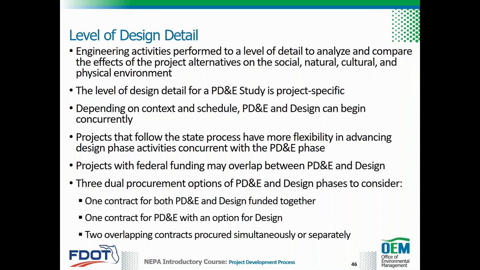There are three options for dual procurement of PD&E and design phases that the district may consider. These options are: 1, one contract for both PD&E and design funded together; 2, one contract for PD&E with an option for design; and 3, two overlapping contracts procured simultaneously or separately. For more information on permissible project-related activities during NEPA and overlapping PD&E and design phases, see Part 1, Chapter 4 of the PD&E Manual.